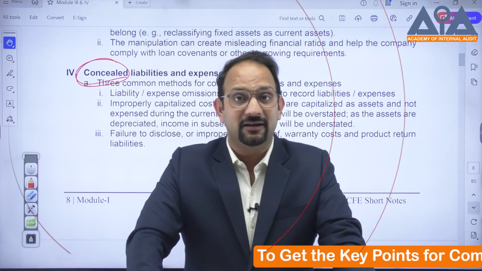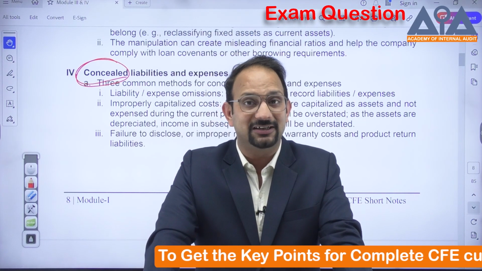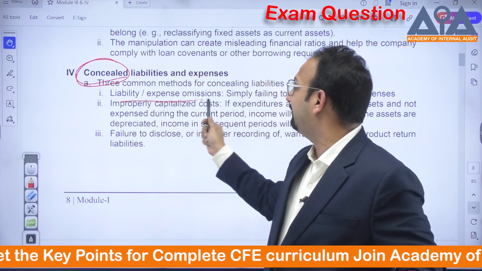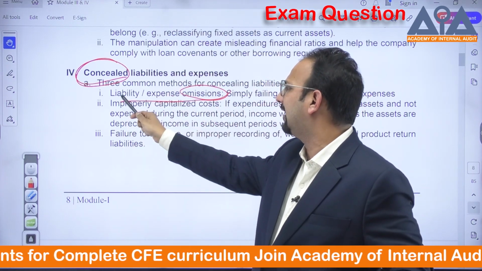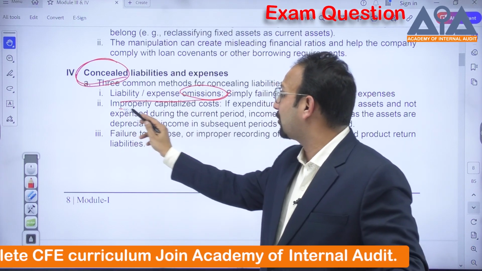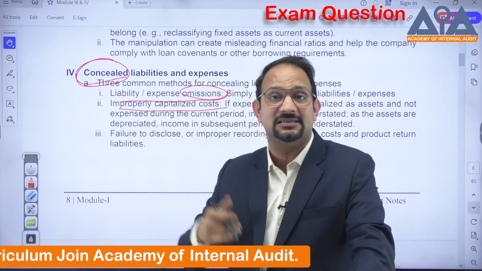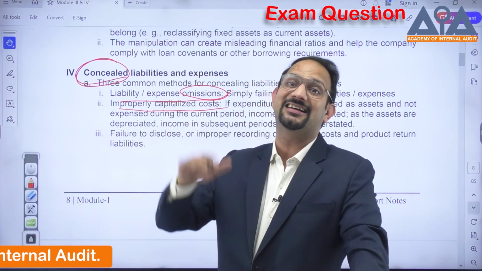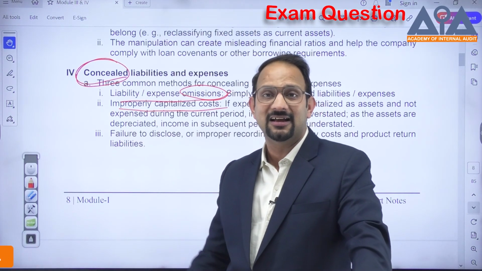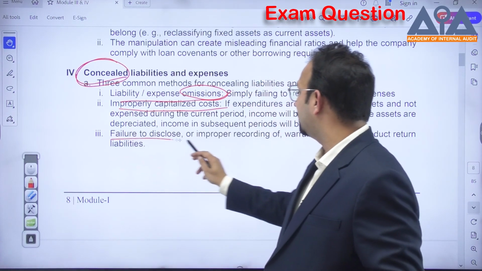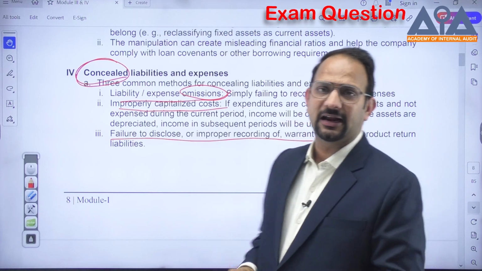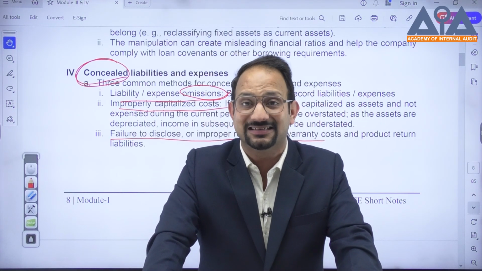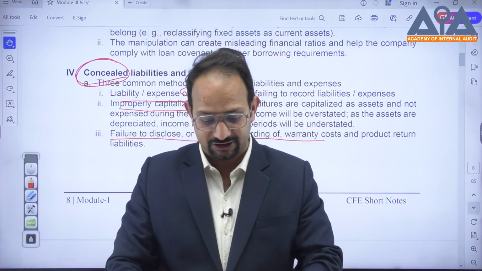Guys, you have to remember, because it is very important from the examination point of view. The first method is liabilities and expenses omission. They will just be omitting; they will not be recording the liabilities and expenses. Second is improperly capitalized costs. Certain expenses and costs which should be expensed are being capitalized. They are increasing the asset instead of recording it as a cost. Third, failure to disclose or improper recording of many types of costs. So they have not disclosed many types of contingent liabilities, you can say, right? Very important from the examination point of view.